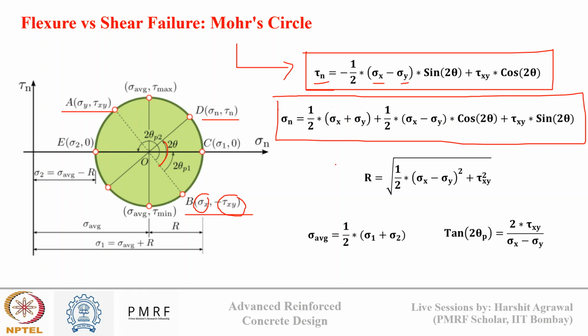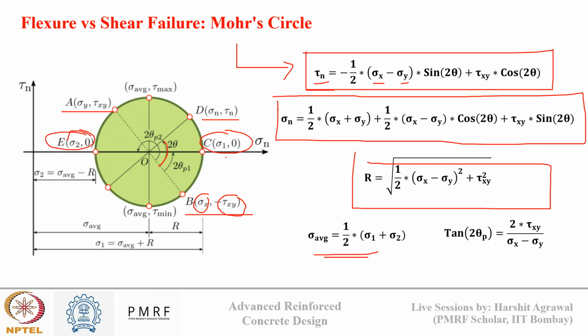Now the radius we can calculate as the distance between these two points, which is a very simple calculation. And sigma average, if I know sigma 1 and sigma 2, the principal stresses, then I can calculate. As we did for this nth point, if I know the critical angle by which I will rotate to get this point, then I can determine it. And for knowing this angle 2 theta p, we use this formula: tan 2 theta p is equal to 2 times tau xy upon (sigma x minus sigma y).